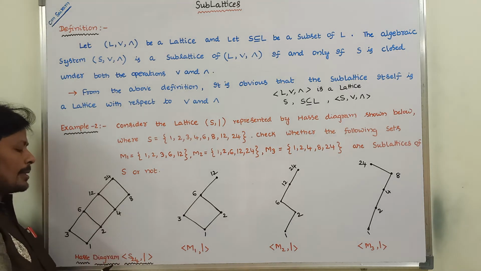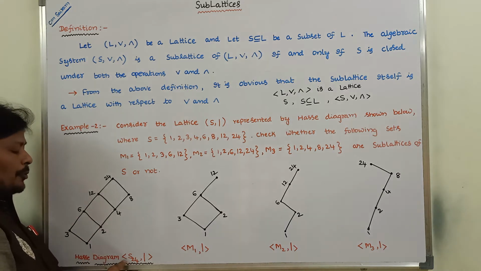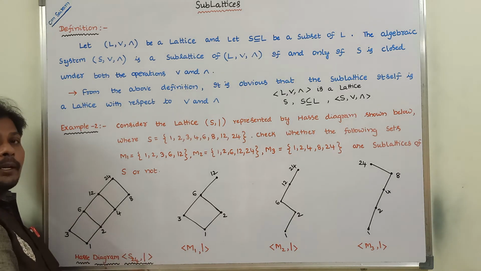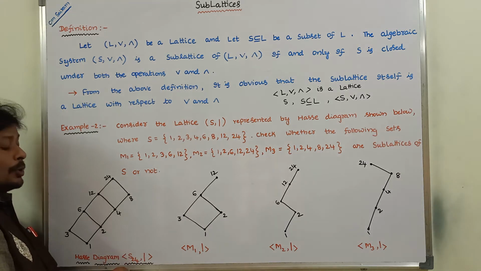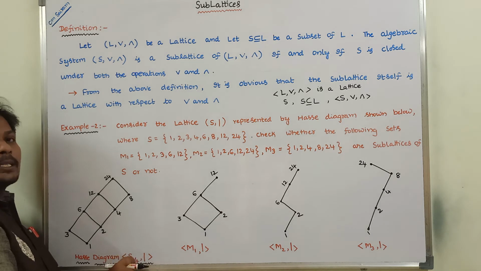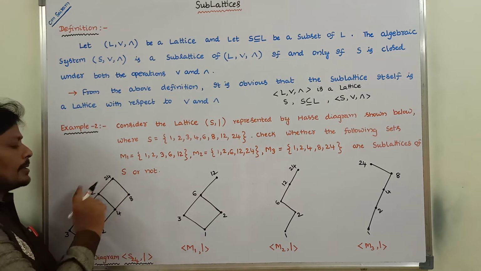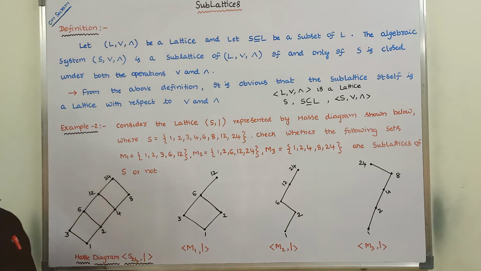So this is the Hasse diagram of S24, the division relation. What are the divisors of 24? The division relation is satisfied on the pairs of elements of S. This is the corresponding Hasse diagram.